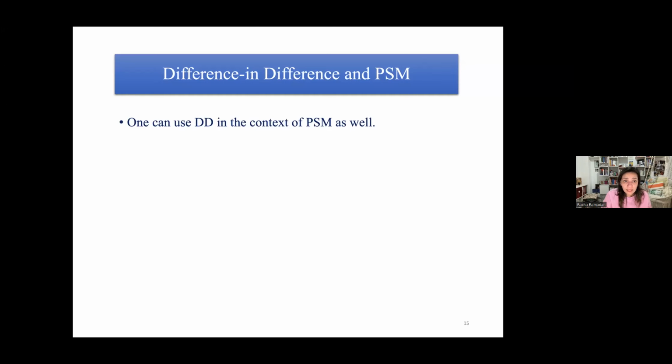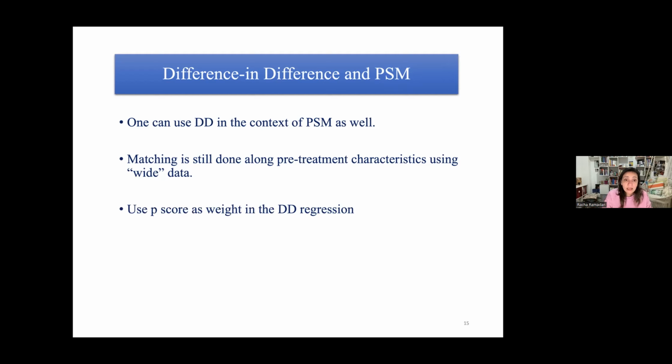And here what we will do is that we will do the PSM on wide data, and I will come in a moment to what is the wide data and long data. So we will see what are the observable characteristics that would affect the outcome of individuals and affect the probability of being selected into the program. We will use the PSM. We will calculate the P-score for these individuals. Then, as we saw last time, we will use this value, this score, instead of doing the matching, but as a weight for the diff-in-diff regression.